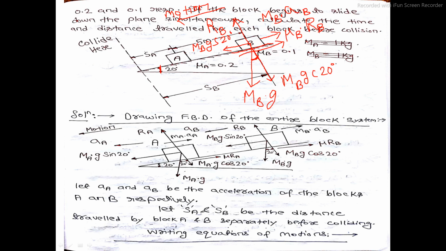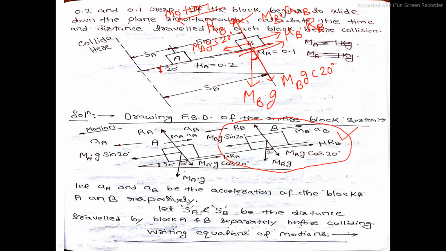Now is the FBD of my block B completed? Yes, now the FBD of block B is completed. You can see in the diagram, this is the FBD of block B. Whatever I have drawn just now for block B over here, the same diagram is this one. But remember one thing, in this problem, the acceleration of block A and B will not be the same. I repeat, in this problem, the acceleration of block A and block B will not be the same.